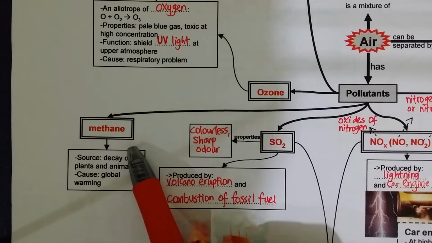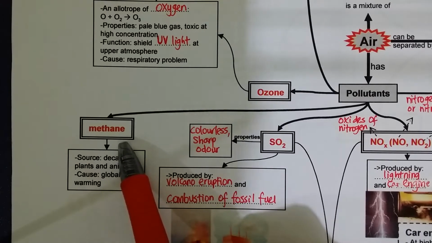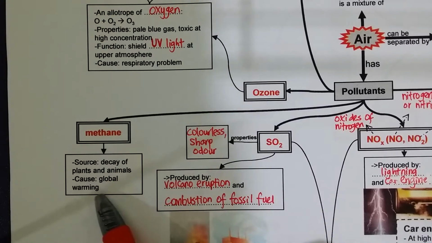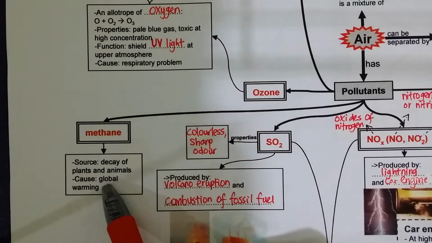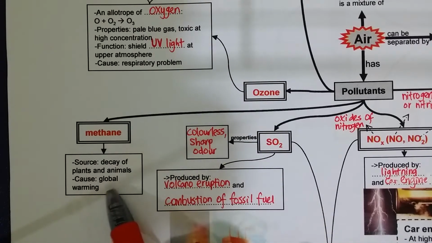By and large, it depends on the food that we eat as well. So the fart actually consists of a small percentage of methane. Methane is flammable, and the source of it is the decay of plants and animals. And methane can cause global warming. That means if the amount of methane in the atmosphere is very high, then the temperature of the earth will increase, because methane can trap heat, just like carbon dioxide. It's a greenhouse gas. It can trap heat in the Earth's atmosphere and cause global warming.